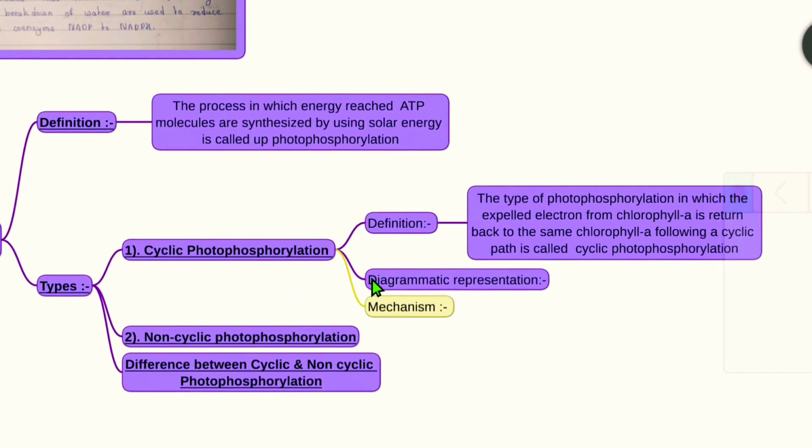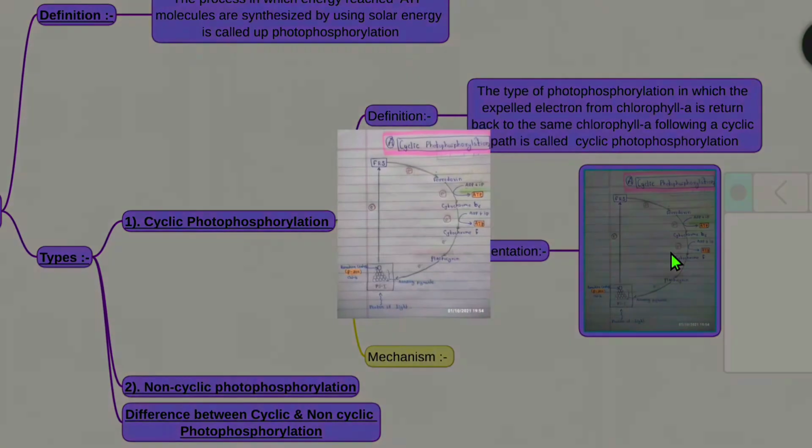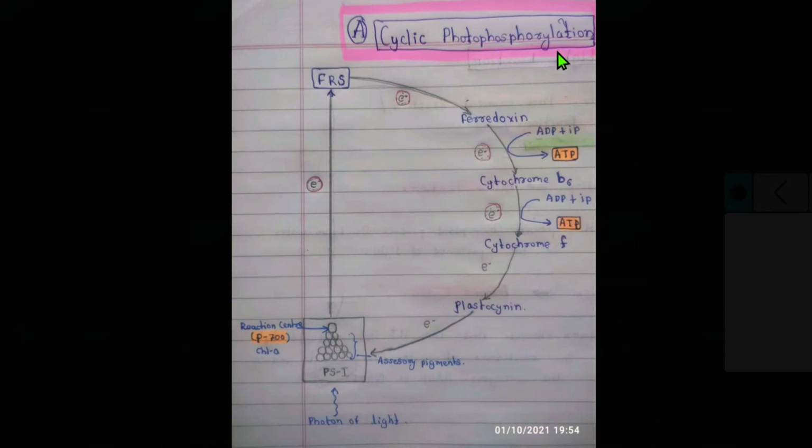The definition of cyclic photophosphorylation is the type of photophosphorylation in which the expelled electron from chlorophyll A is returned back to the same chlorophyll A following a cyclic path. You see the diagrammatic representation of the cyclic photophosphorylation. According to the definition, the electron from chlorophyll A comes back towards the same chlorophyll A following a cyclic pathway.